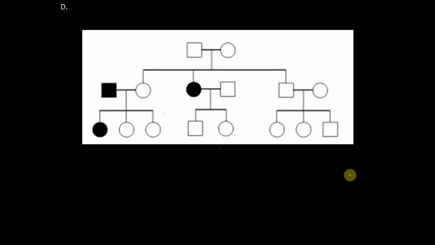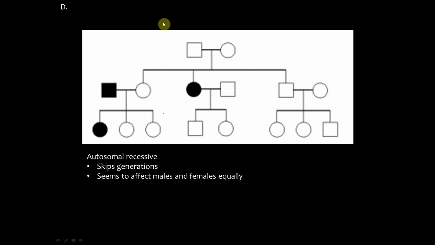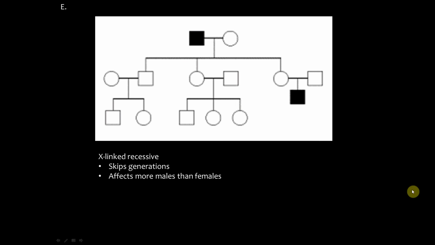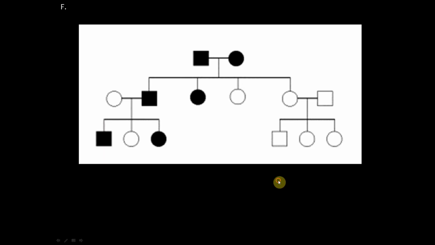I say, oh, this is not letting me click, excuse me, because my pen's still on. Let me take the pen off. I'd say this is autosomal recessive because it skips generations and it seems to affect males and females equally. What about this one? X-linked recessive because it skips generations but affects more males than females. In fact, it only affects males, so we're going to say X-linked recessive.